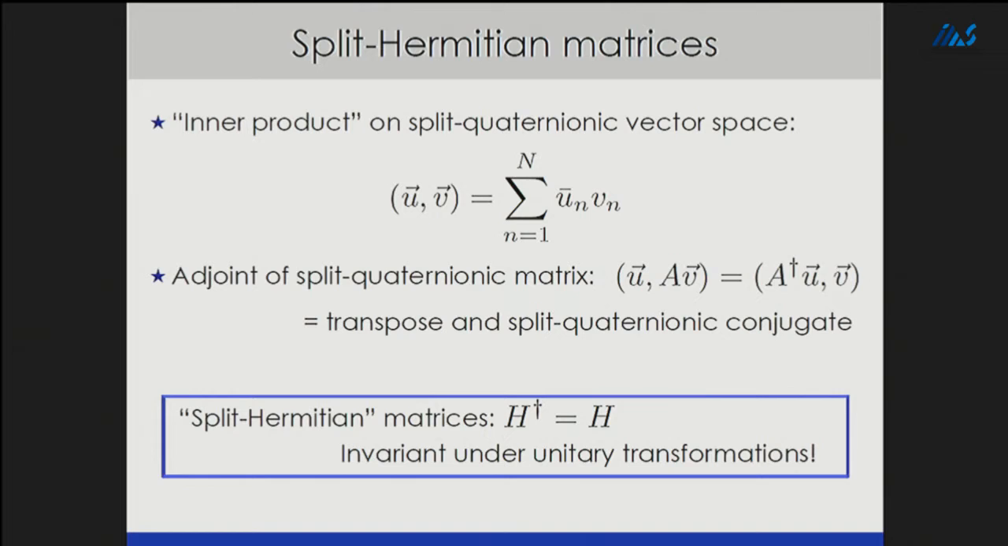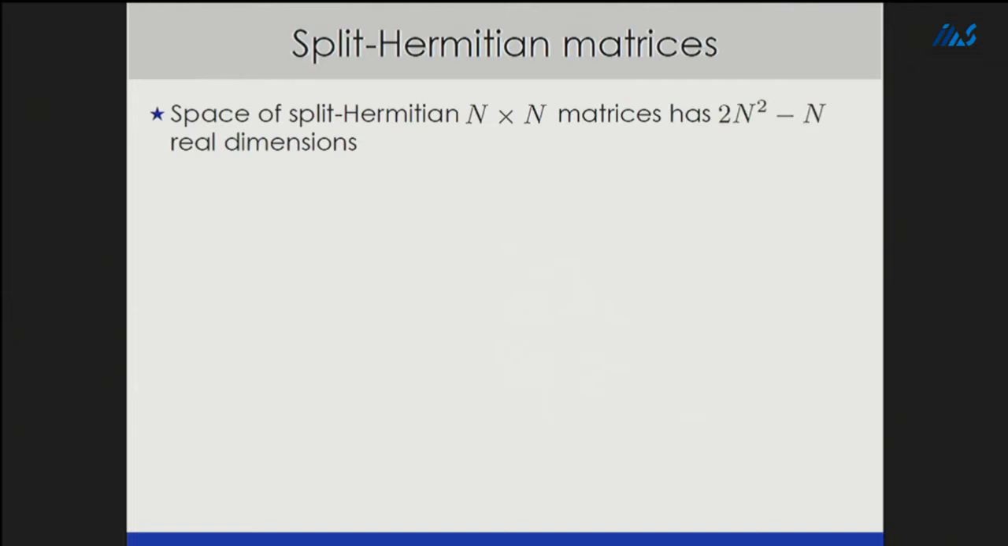And it turns out that these matrices are invariant under unitary transformations, similar to Hermitian matrices, just normal unitary transformations. But they have split quaternionic entries. If we take matrices which only have split complex entries, and there's a subgroup of these, then they're going to be invariant under orthogonal transformations. And it turns out, now you can just count, that the space of split Hermitian matrices also has 2n squared minus n dimensions, just as the space of PT symmetric matrices. So that already tells you that these two spaces are isomorphic.